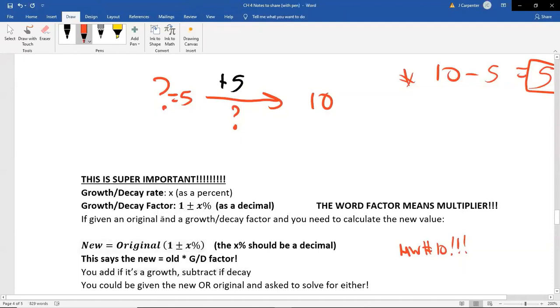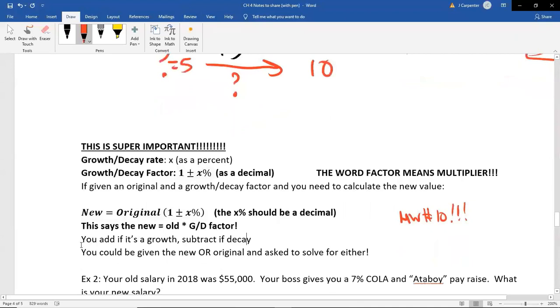Now, I did say in general, you're given the old and the growth rate, and then you can do this, but I also mentioned down here that you could be given the new or the original and be asked to solve for either. Don't worry, we'll see that.